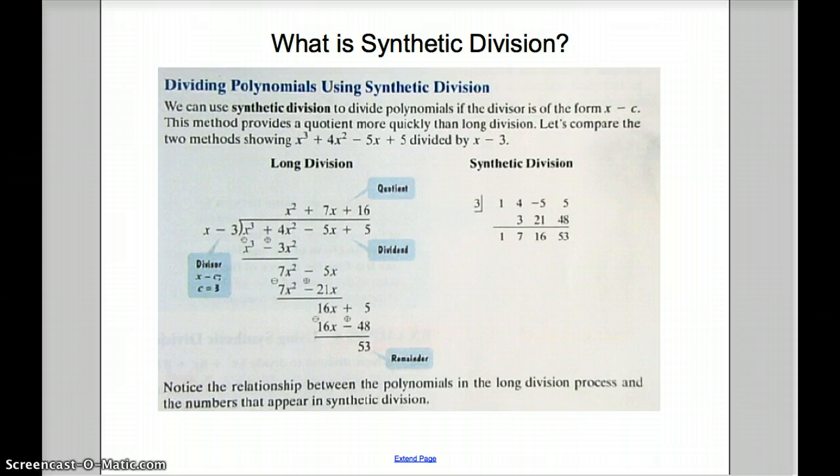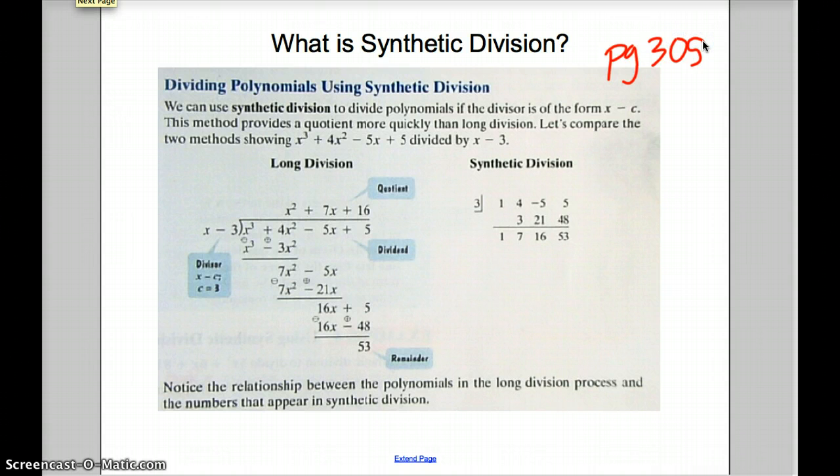So here's an example of what the book shows and what the book talks about. And this can be found, if you want to come back to it, on page 305 of your textbook. So this compares the two: long division and synthetic division.